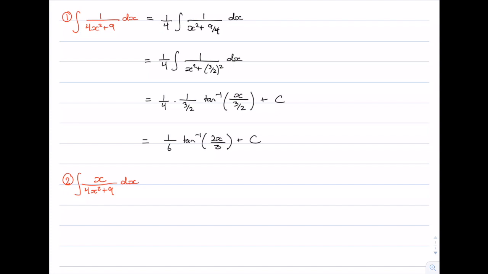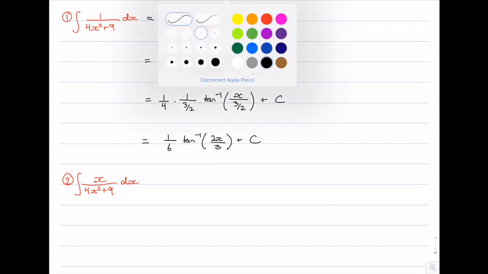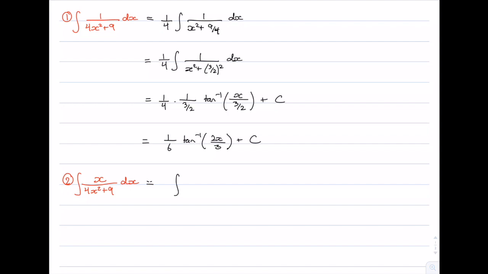The reason is because when we differentiate the denominator, which is a degree 2, it becomes a degree 1 polynomial, which is exactly what we have on top. Now, the derivative itself isn't exactly on the top, but it's a degree 1, so we can manipulate it in order to get to the derivative of the denominator. If we think about it, what is the denominator's derivative? It's just 8x. So all we have to do is multiply the top by 8. So let's do that. We have an 8x divided by 4x squared plus 9 dx.